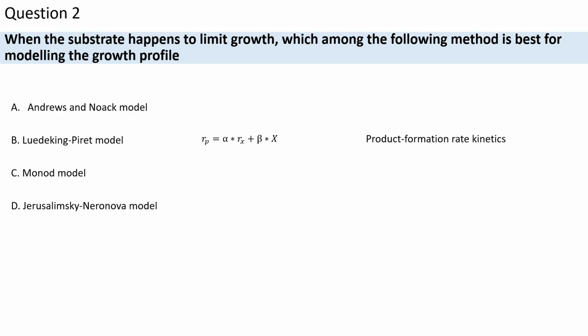Here what they have asked is, when the substrate happens to limit growth. For example, if glucose is present at a very high concentration, the substrate itself, due to the higher concentration, will stop the growth of the organism. Glucose is one such example. Even sucrose, if it crosses a certain concentration, will be toxic for the cells. Either the cells will become hypertonic or hypotonic, so that the cells will not be able to do cell maintenance or the normal activities that they have to do.